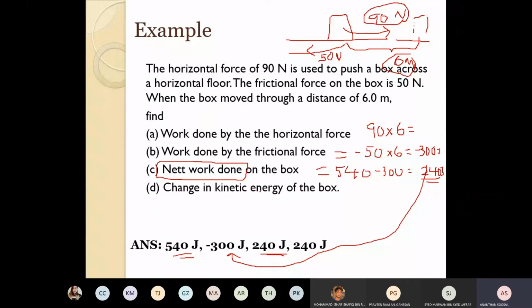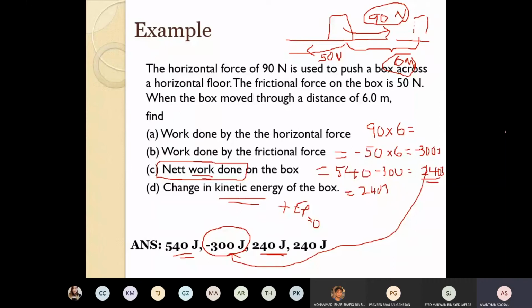So the change in kinetic energy of the box has to be the same as 240 joule, because the net work done is the gain in kinetic energy and potential energy. But in this case, because it's a flat surface, there is no gain in potential energy. So therefore, potential energy gain is 0. So all changes to kinetic energy. So 240 joule. Net work done is the gain in mechanical energy of the object. I think all this needs to be highlighted here. Work can be negative when the force and distance travelled are in opposite directions.